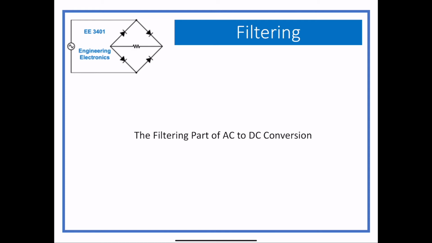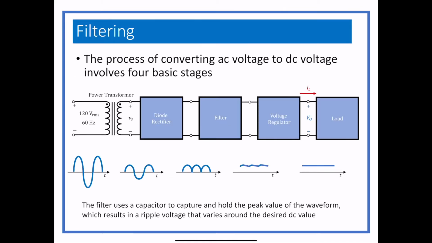We're going to talk about filtering, the filtering part of AC to DC conversion. Not the same as filtering like active filters or passive filters, but a different kind of filtering. Recall that when converting AC voltage to DC voltage, we have 4 stages. We looked at diode rectifiers last week, and this week we're going to look at the filtering part.